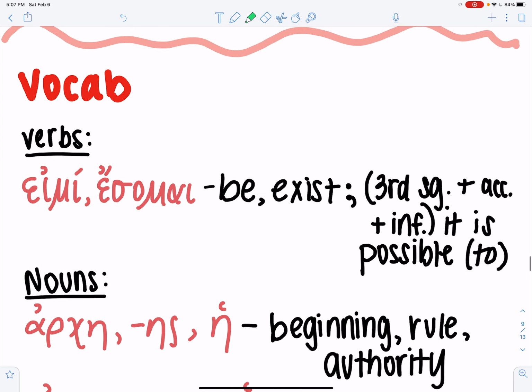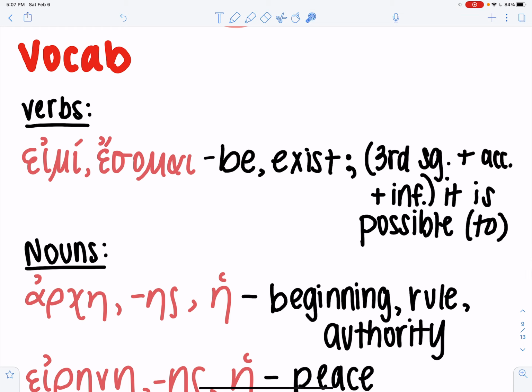I went pretty light on the vocab this week because I think that the focus should definitely be on all the new forms that we've now learned. So, for verbs, all we have is eimí, esomai, to be or exist. And one of the coolest and also most powerful things about eimí is that when it is in its third person singular form, and it's followed by an accusative and an infinitive, it can be translated as it is possible to verb. So it is possible to blank, which I think is really cool, and you'll definitely see that in sentences as you translate Greek on your own. There are lots of examples in From Alpha to Omega with those types of sentences. It's just a cool thing to know and to be able to understand.